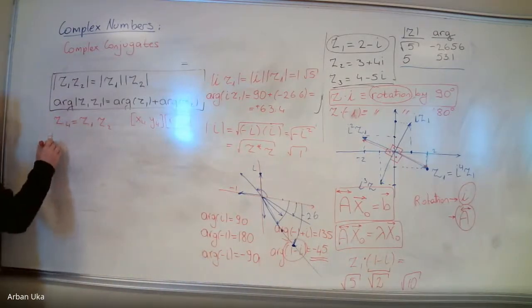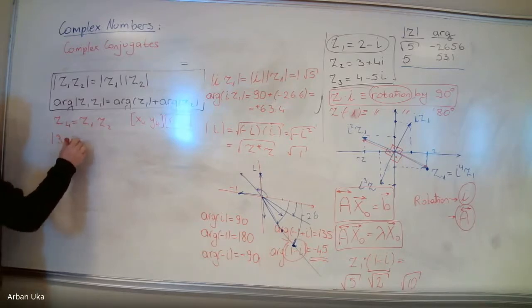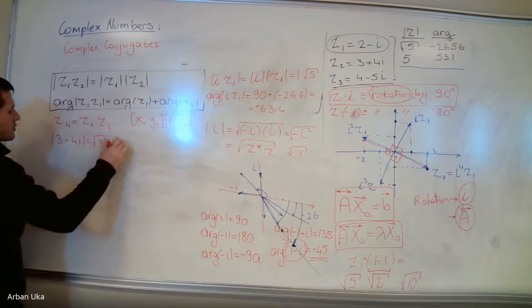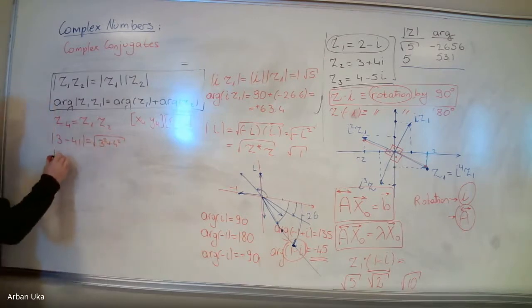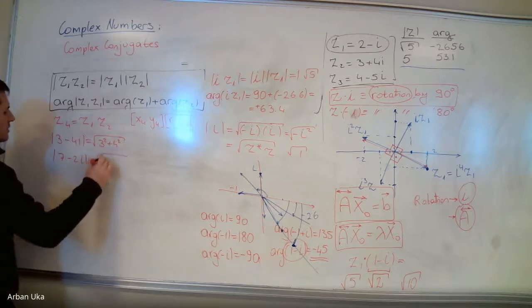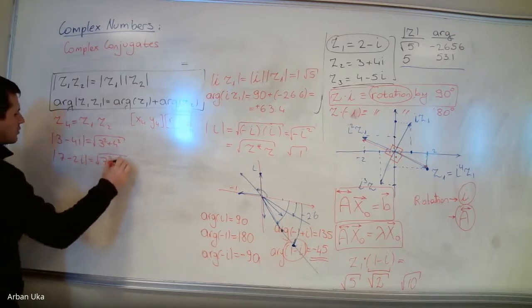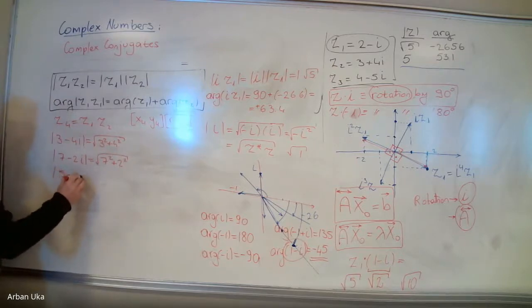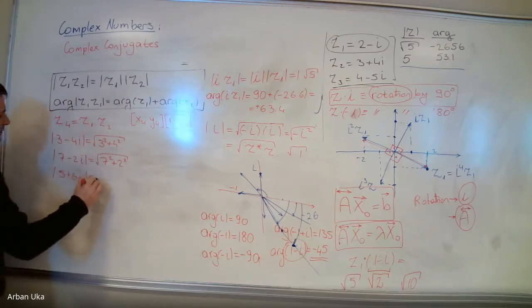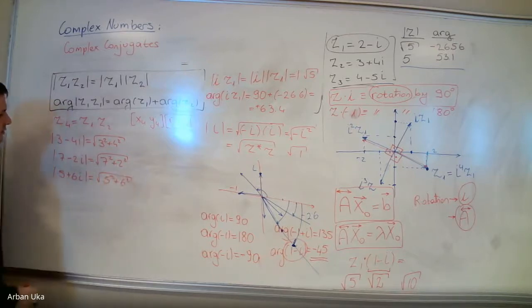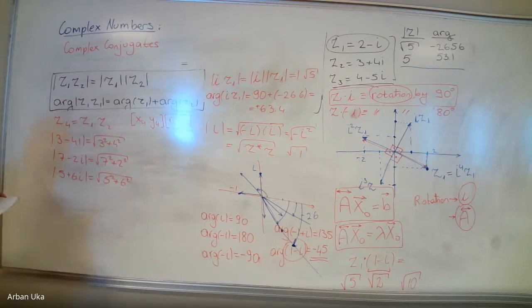What is the magnitude of 3 minus 4i? This is equal to the square root of 3 squared plus 4 squared, okay? Or 7 minus 2i, what is the magnitude here? It's going to be the square root of 7 squared plus 2 squared. And also 5 minus 6i. This is going to be the square root of 5 squared plus 6 squared. Okay, so this is how we always get it.